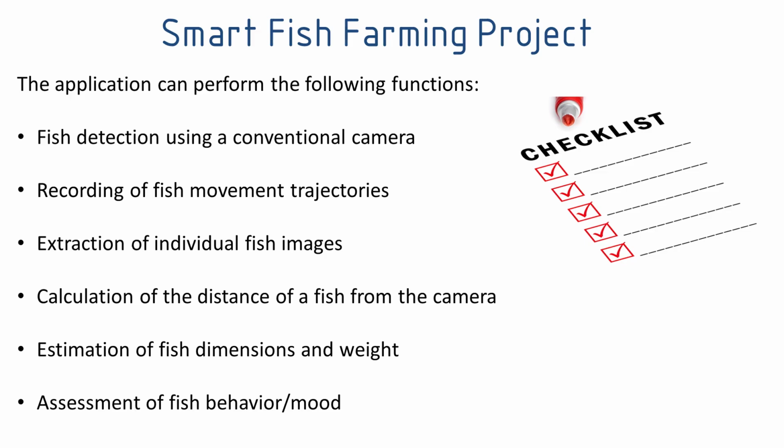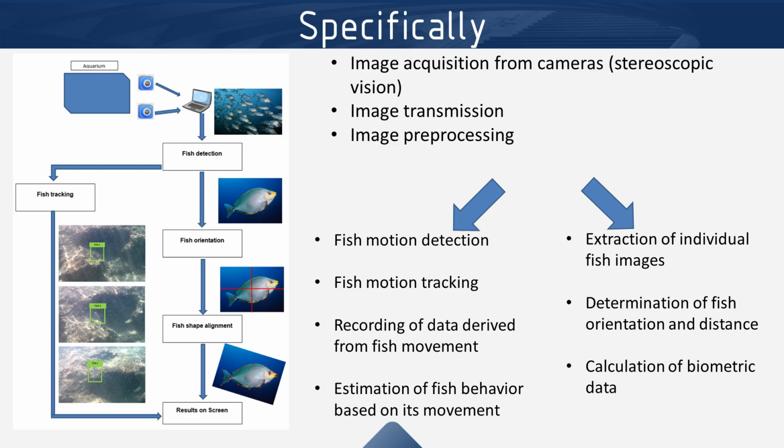Fish tracking can reveal aspects of its behavior and mood. More details are presented here. Image acquisition is performed from a pair of cameras. From the input video frames, fish are detected and image patches with single fish are extracted. These patches can be used to measure morphological features with hardware accelerated shape alignment on the FPGA platform.